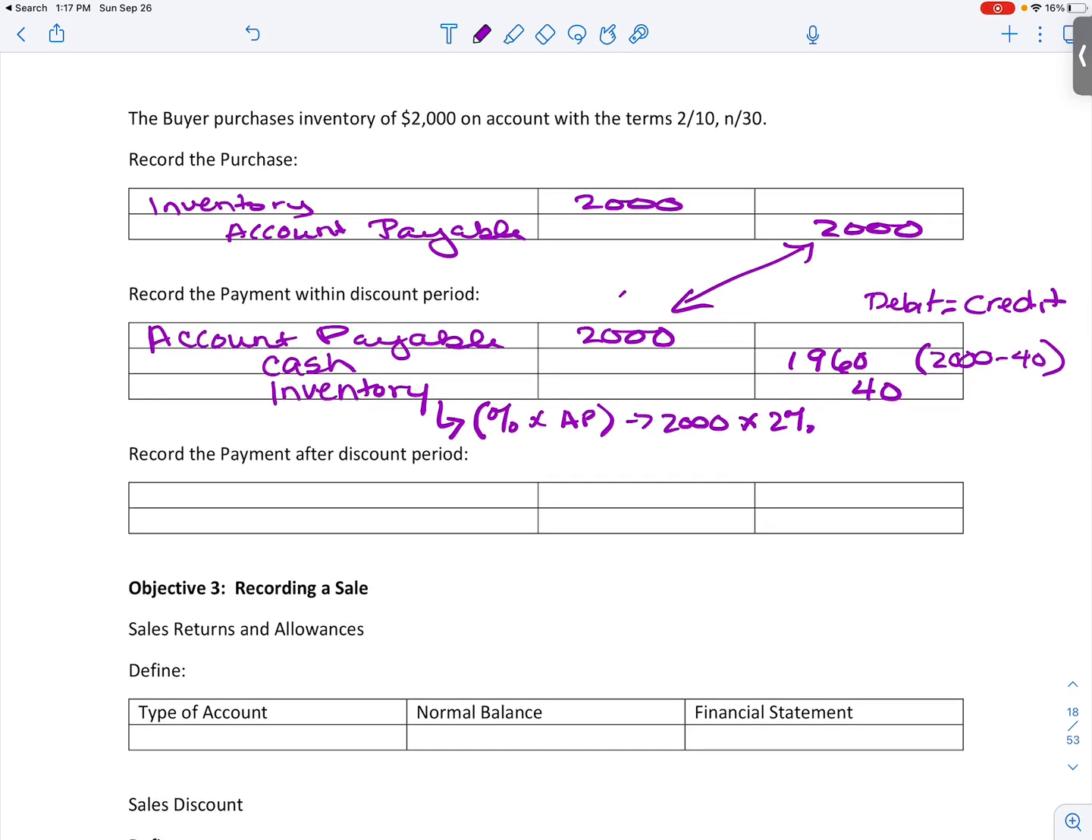Now, if we make this payment but we do it after the discount date, nothing's going to change. We're going to debit that account payable and credit cash for the full amount.